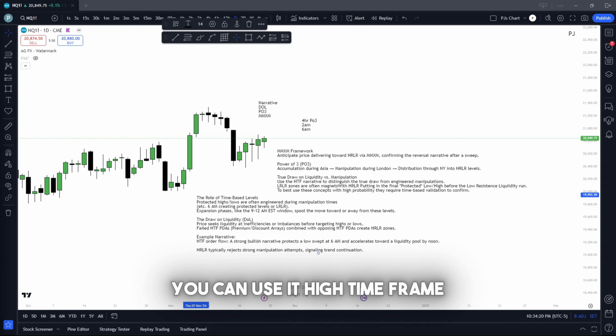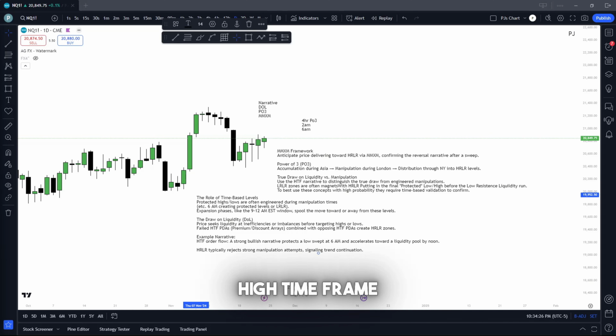You can use it high time frame to low time frame to be able to mimic price and find almost perfect trade validations for every day, for every session that you trade. And that is what is important in having narrative, confidence, and confirmation.